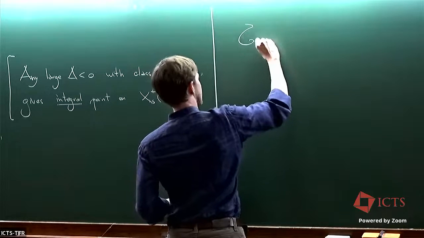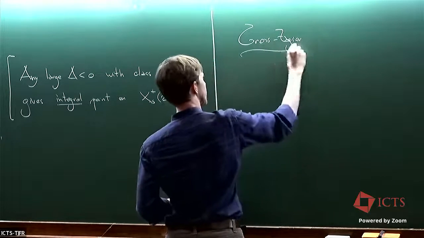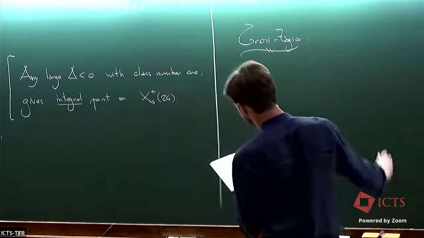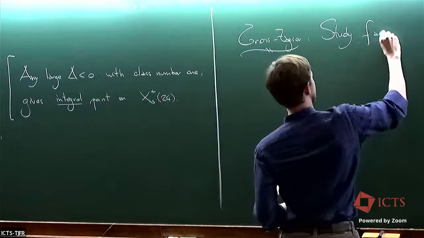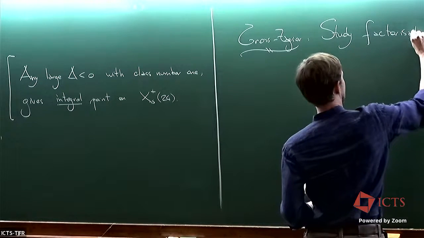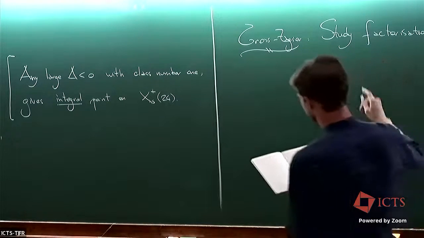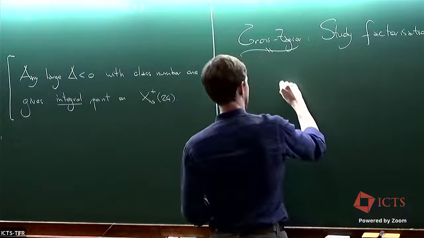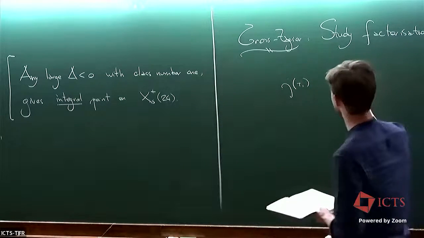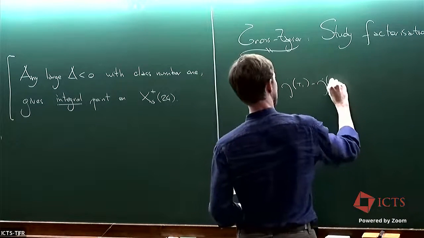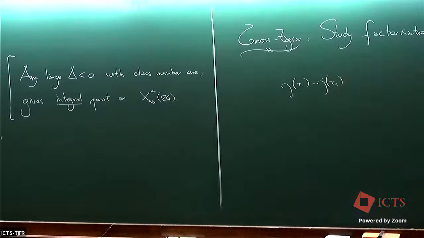So what Gross and Zagier did, we already saw a lot about their work last week, but it all started with the following consideration. They studied the factorizations of the difference of two singular moduli. So they look at J(tau 1), where tau 1 is a CM point in the upper half plane, and subtract the singular modulus corresponding to tau 2. This gives you, of course, still an algebraic integer.